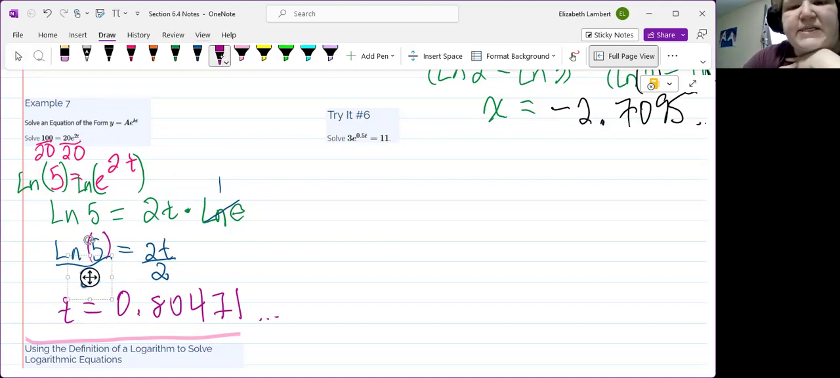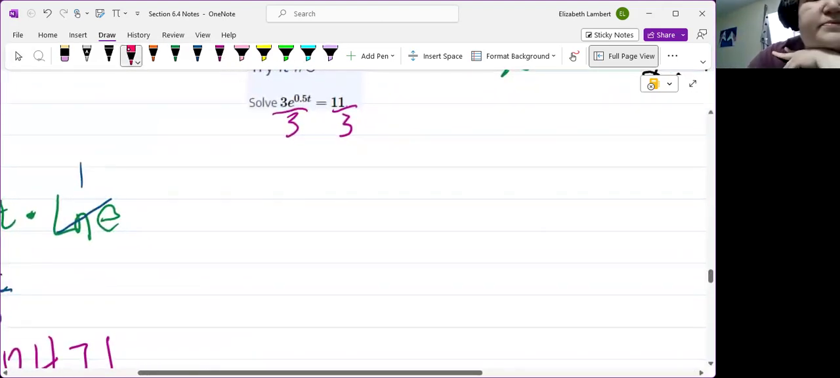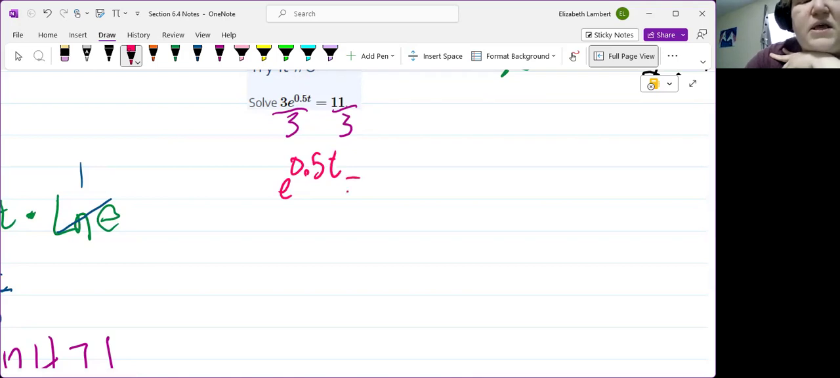And then number 6 here, same thing. So we're going to start out by dividing by 3. Now we're stuck with a fraction. So this is e to the 0.5t equals, I'm going to leave a little space, 11/3.